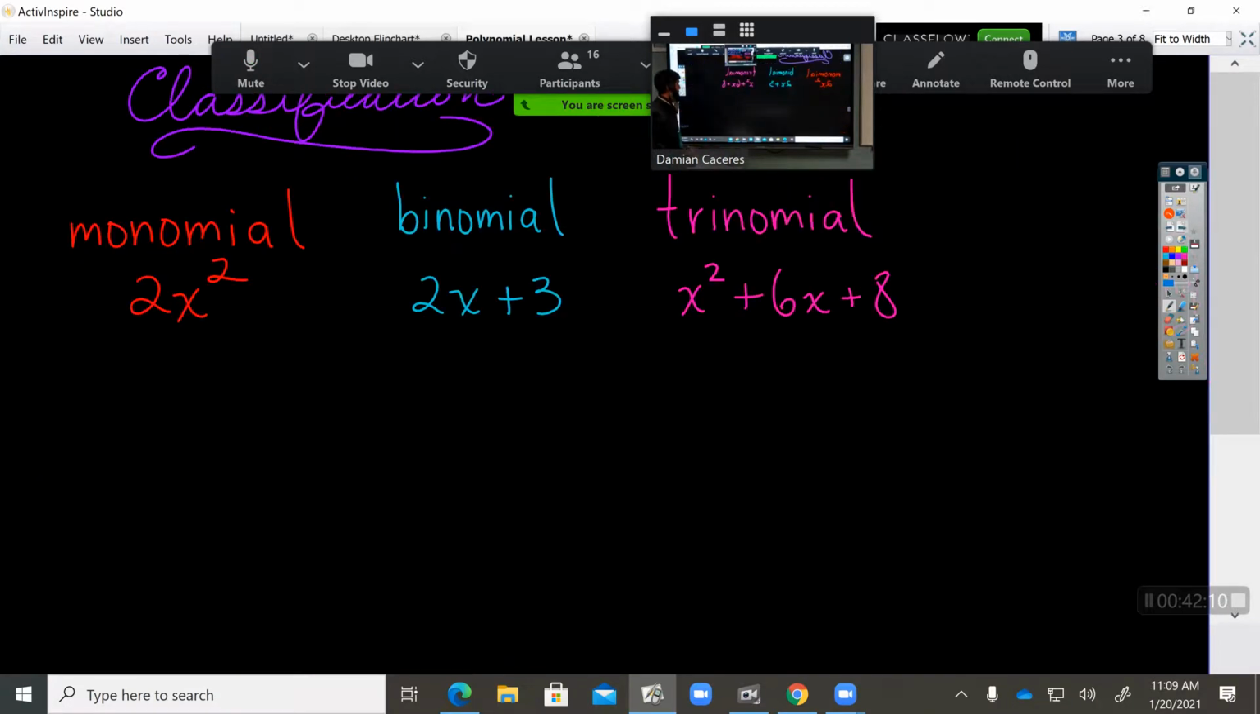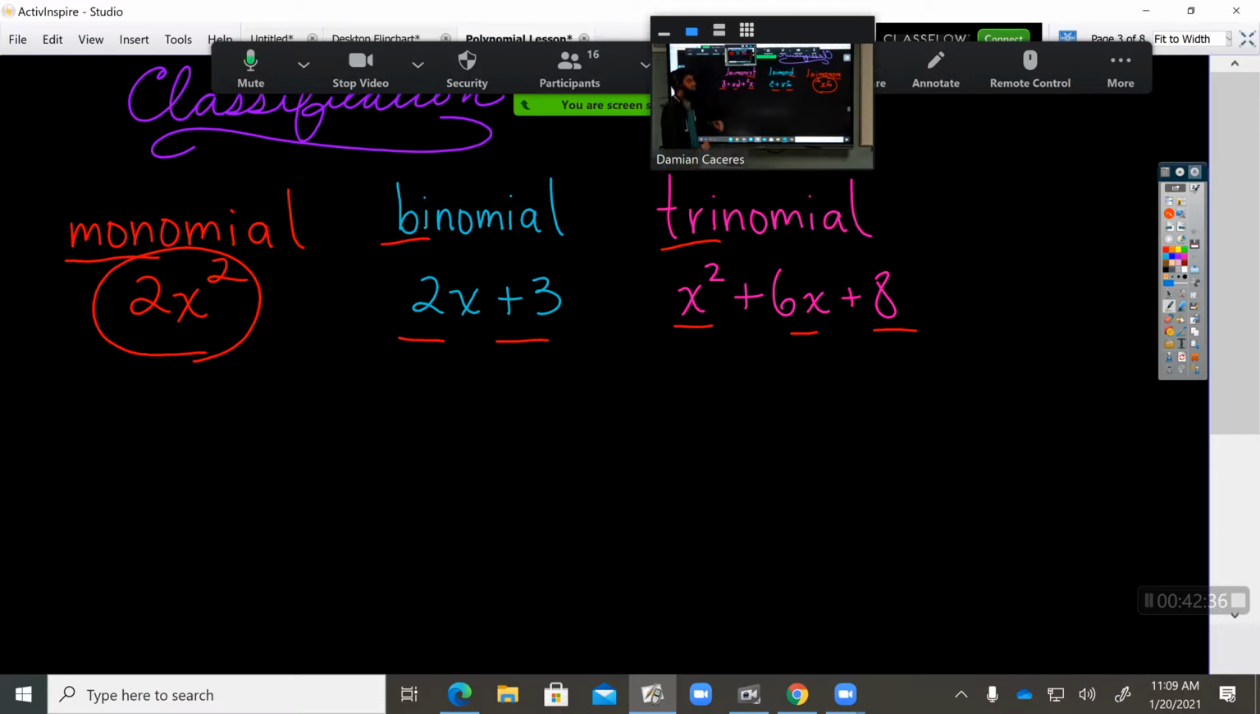Now, in terms of terms, if you have one term, it's called monomial, because mono means one. If you have 2 terms, binomial. Bi means 2. If you have 3 terms, trinomial. And if you have more, put none. You with me? This is it, right?